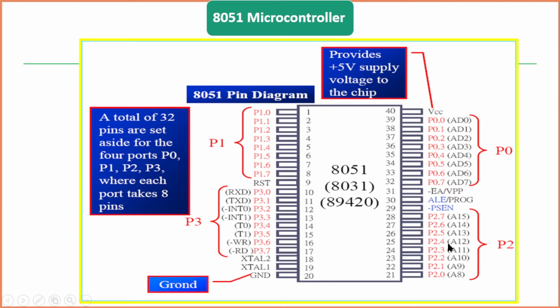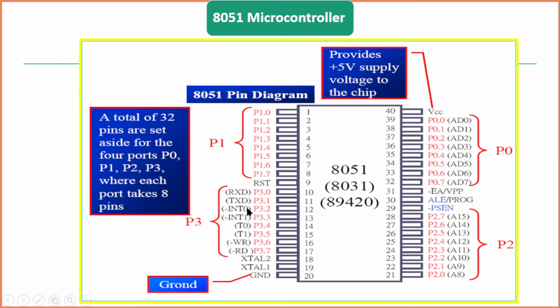Then port 2 has the I/O function, and also the higher order address bus A8 to A15. That's it. Then port 1 is dedicated for I/O, input and output only. There is no multiple functionality. Port 3 will have alternate input output functions apart from the general purpose I/O. We have TXD, RXD for serial ports.